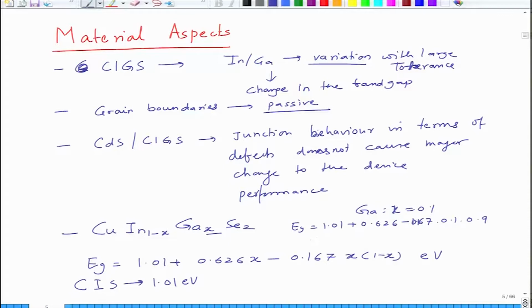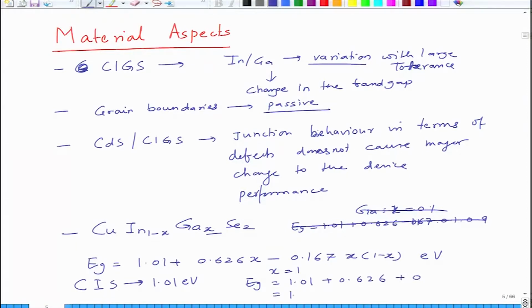So you will increase the band gap by doping it with gallium. The band gap changes significantly as you put gallium in it. Let's say X is equal to 0 and X is equal to 1. If you put in X is equal to 1, then Eg would be 1.01 plus 0.626 plus 0.